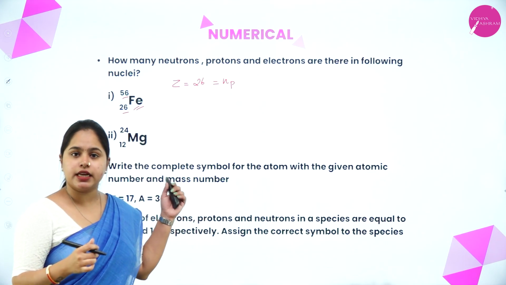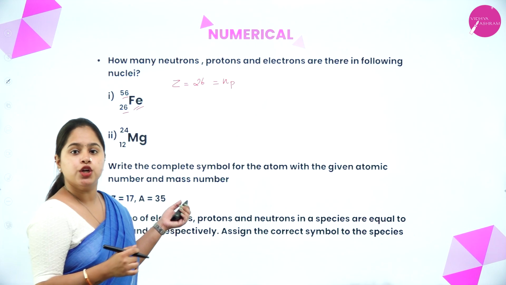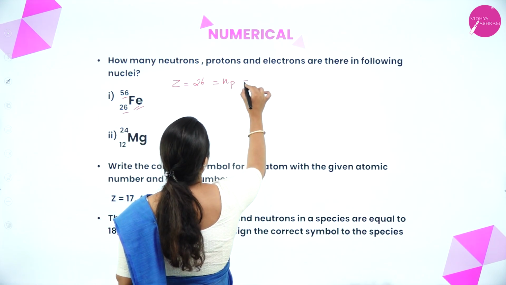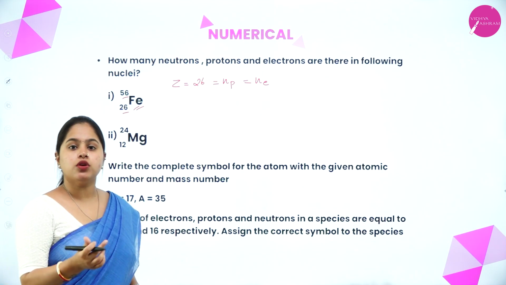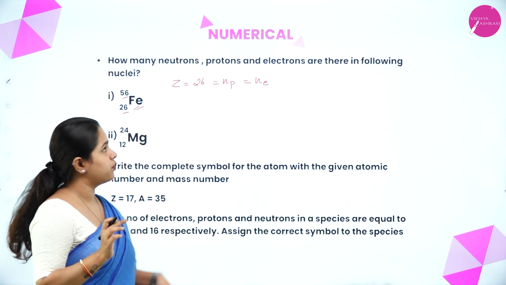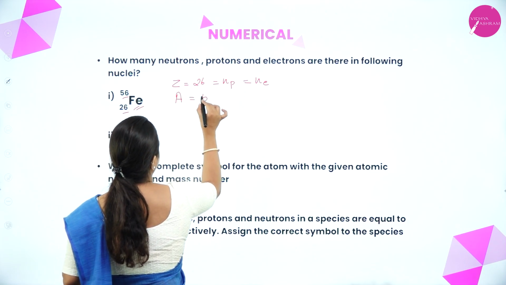And it is an electrically neutral atom. Are you able to see any ions there? No, right? It is an electrically neutral atom. So this will also be equal to your number of electrons, right? Now what do we have to find? There is one more thing to find, the number of neutrons. So mass number is given here as 56.